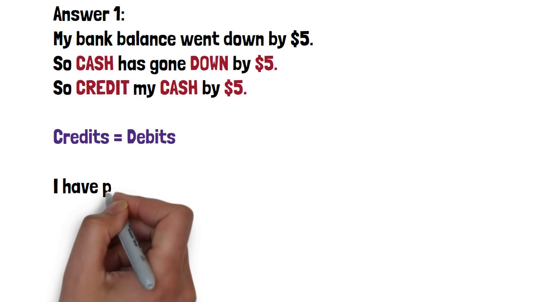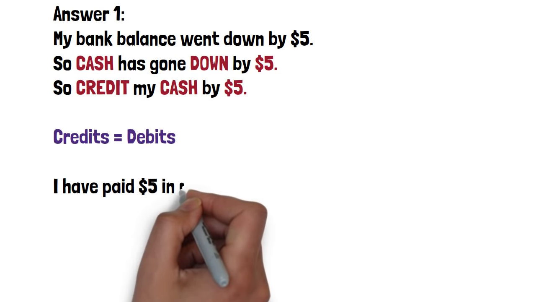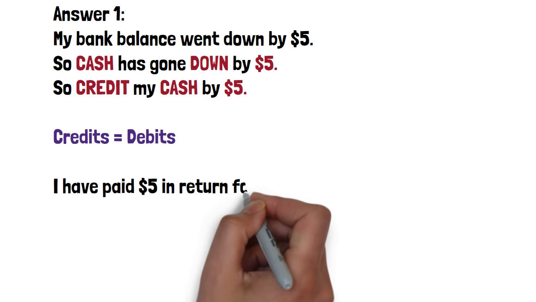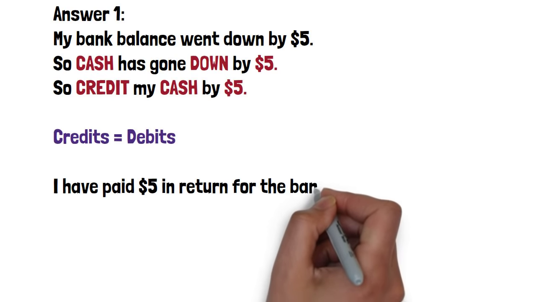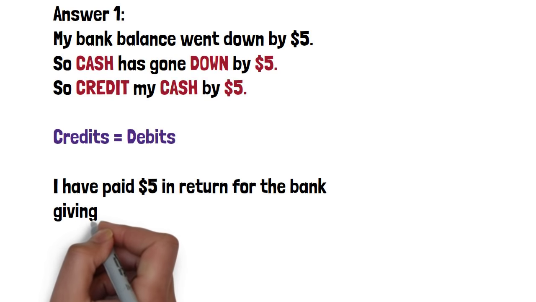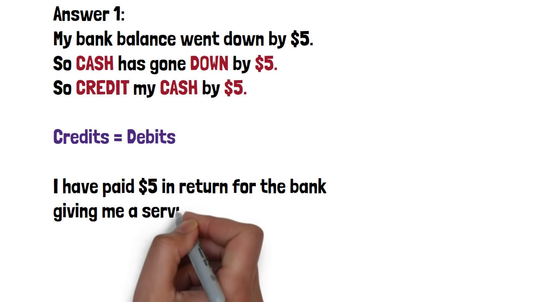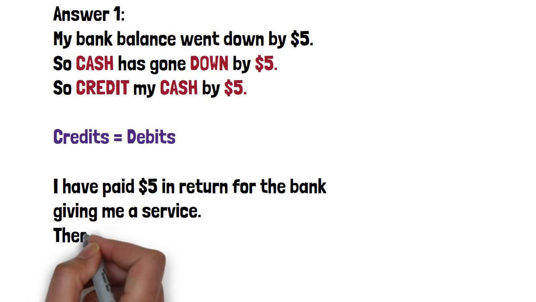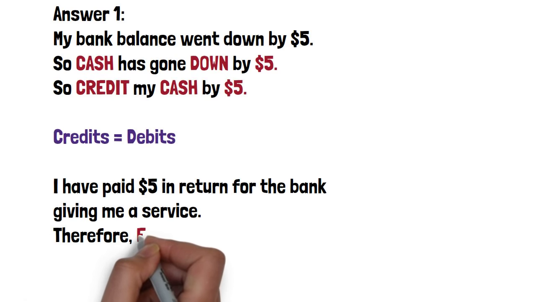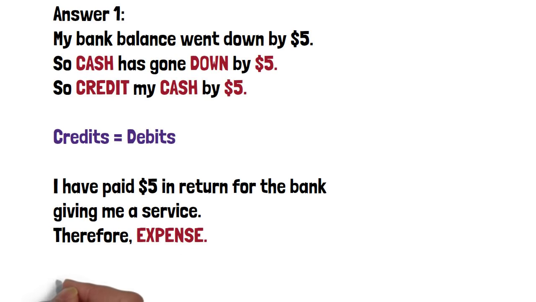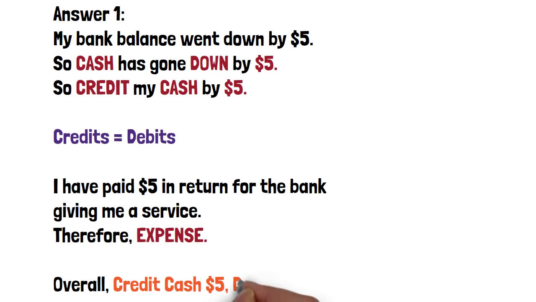Now let's apply golden rule 1. Credits must equal debits. So I've got a credit of $5 to cash, so I have to debit something $5. So what do I debit in this case? Well, I have paid $5 to the bank. Why? Because the bank have given me an overdraft, they've given me a service. And therefore, because I've got a service in return, it's an expense. So I debit an expense $5. So overall, credit cash $5, debit expense $5.